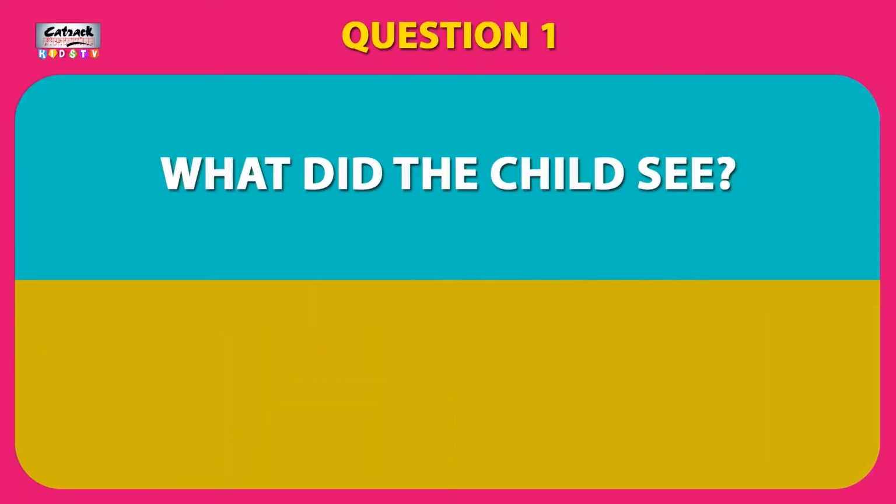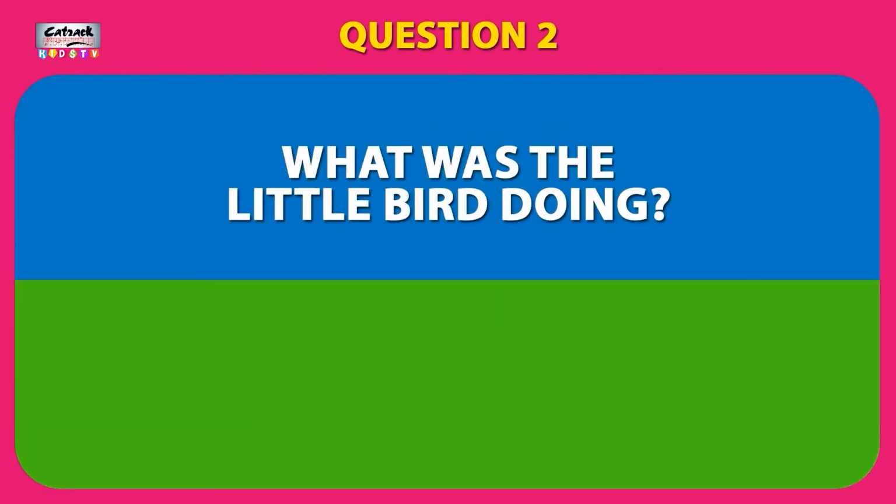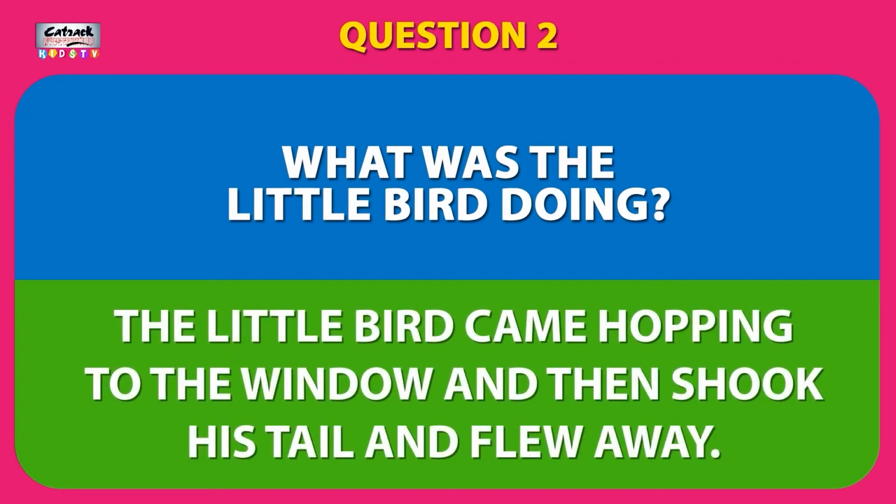Question 1. What did the child see? Answer. The child saw a little bird. Question 2. What was the little bird doing? Answer. The little bird came hopping to the window and then shook his tail and flew away.